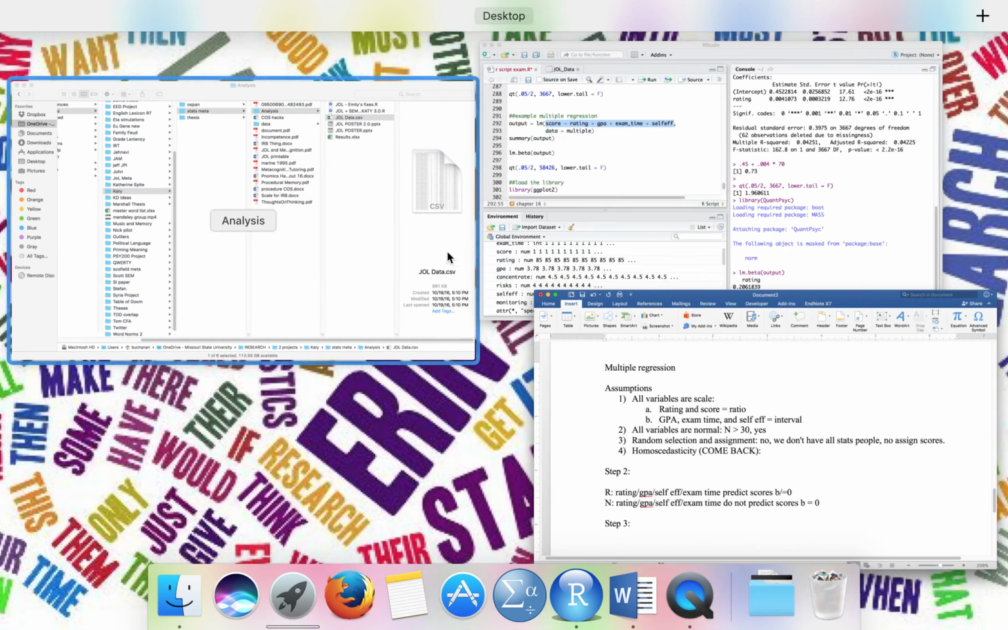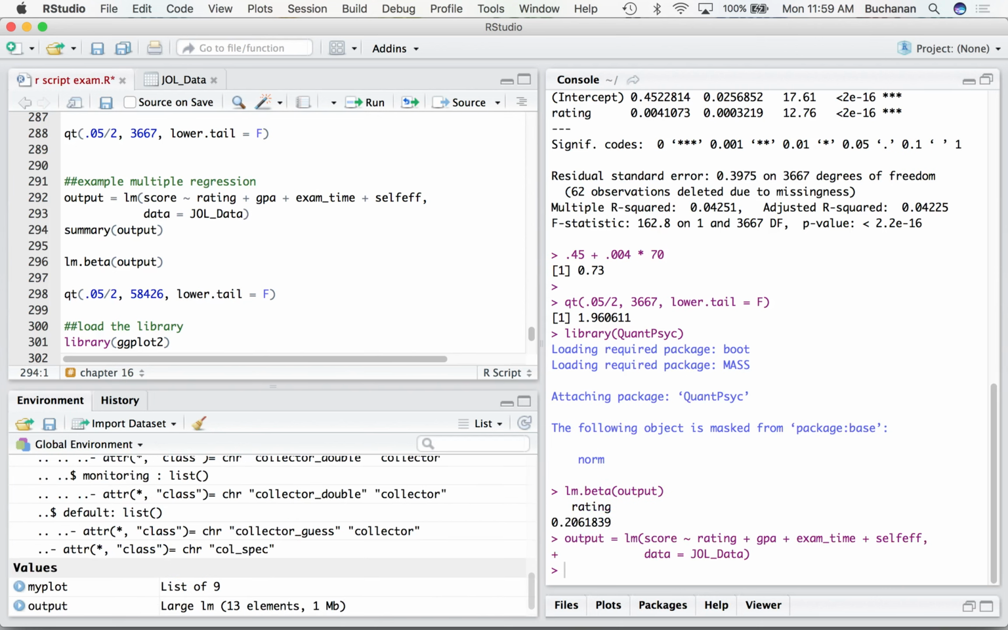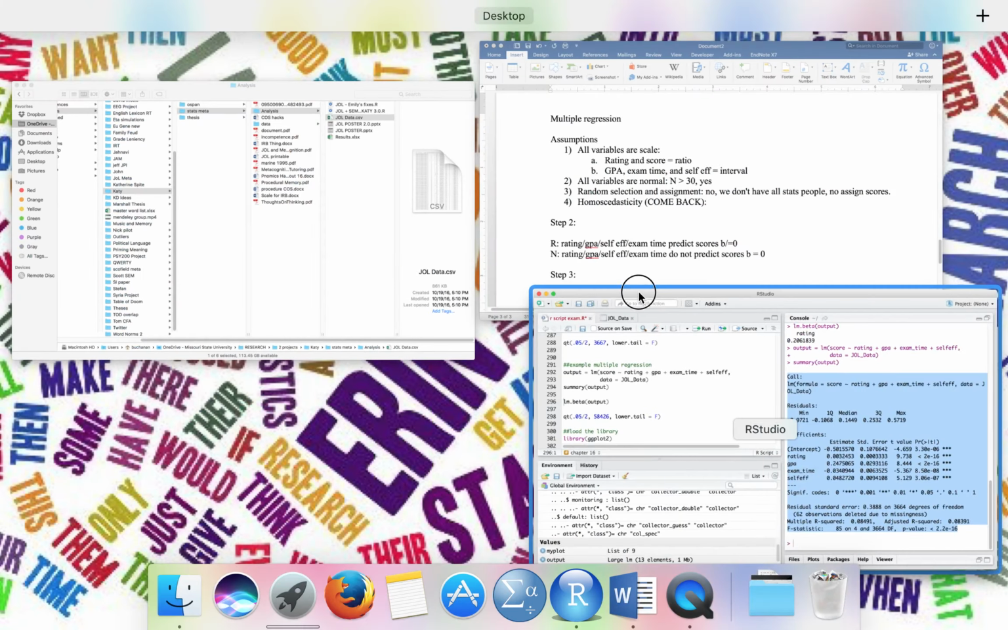Step 3 is to write out that equation. So let's run our multiple regression. Remember that y goes over here and all of our x's are added together. Our data set is JOL data. We're going to take this summary and we're going to do a couple of things with the summary here.